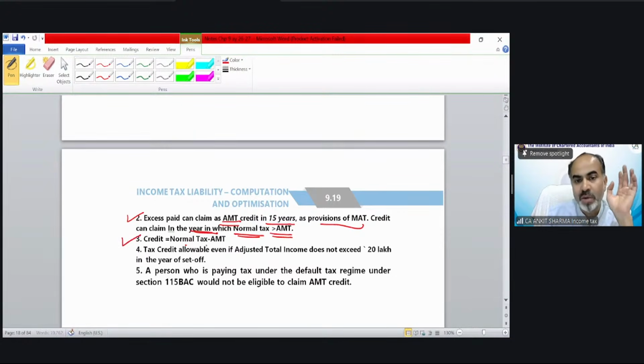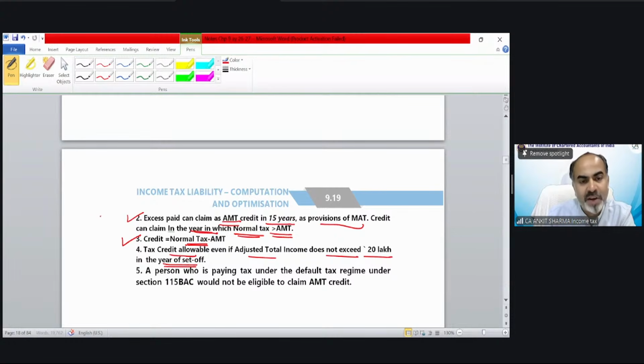Credit means normal tax less AMT. So that excess can be claimed as credit, the 50 rupees thing we are discussing. Tax credit is allowed even if adjusted total income does not exceed 20 lakh rupees in the year of set off.